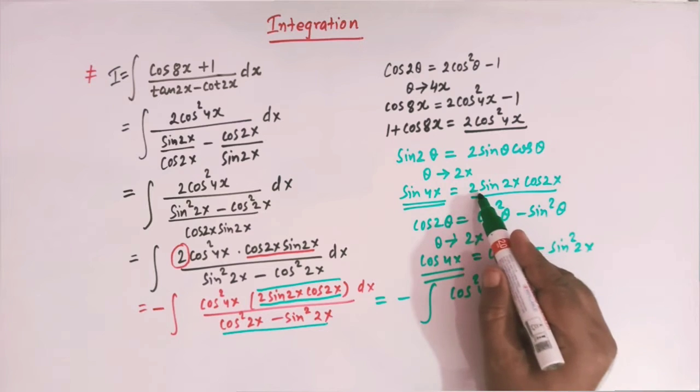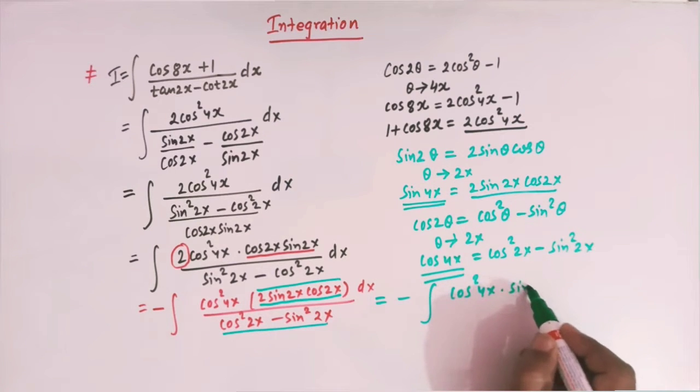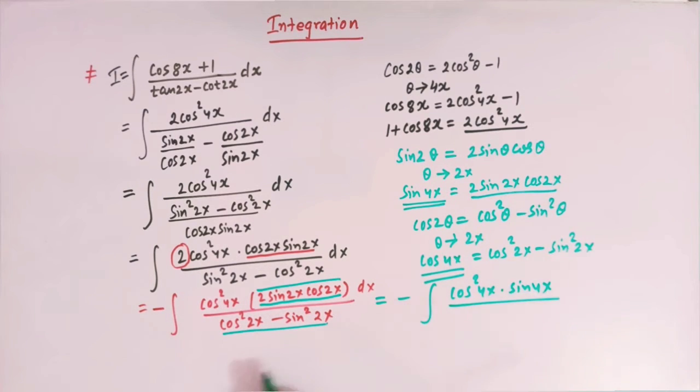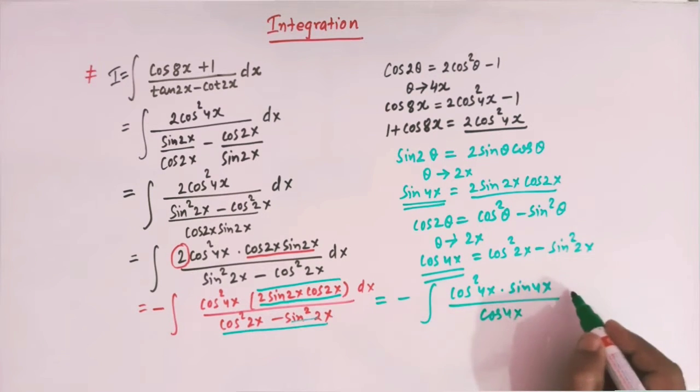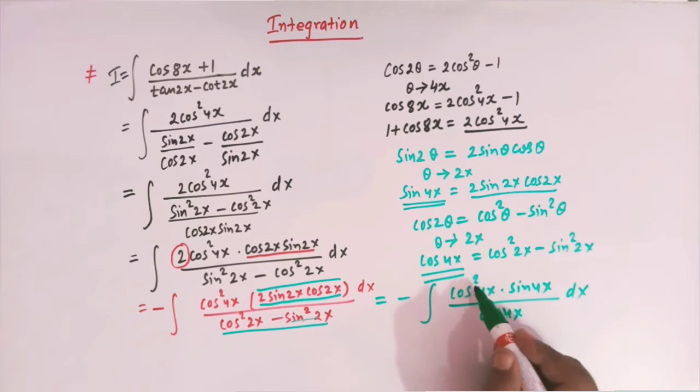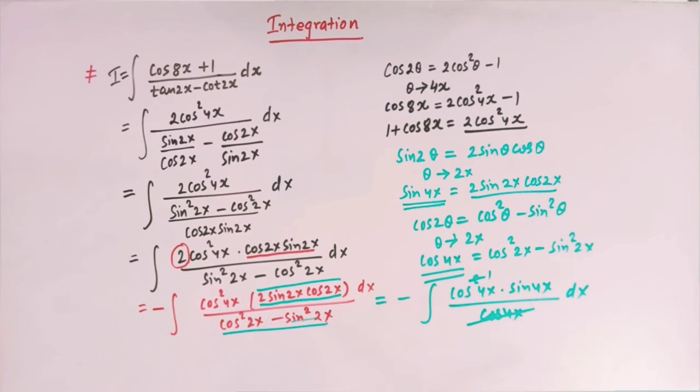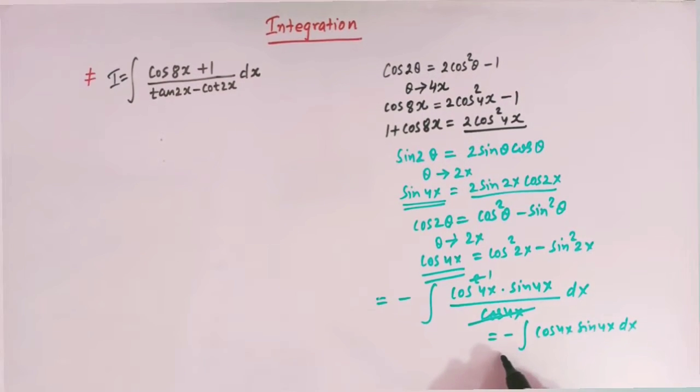Then we have sin 4x in the numerator and cos 4x in the denominator. Now this cos 4x gets cancelled, so we are left with one cos 4x. So we have minus the integral of cos 4x sin 4x dx. Now we have to evaluate this one.